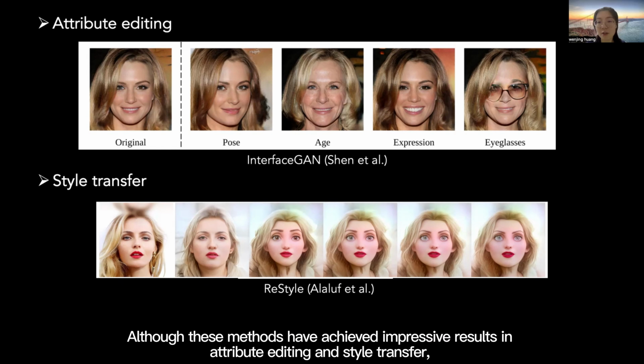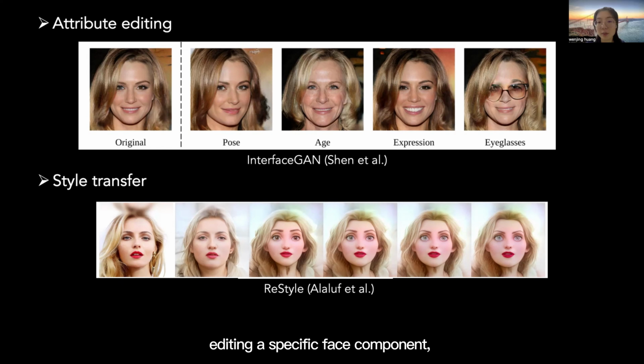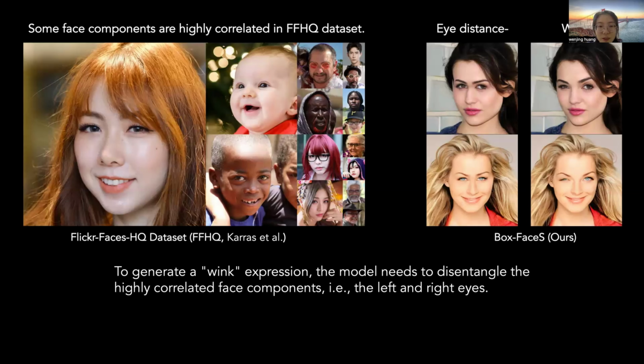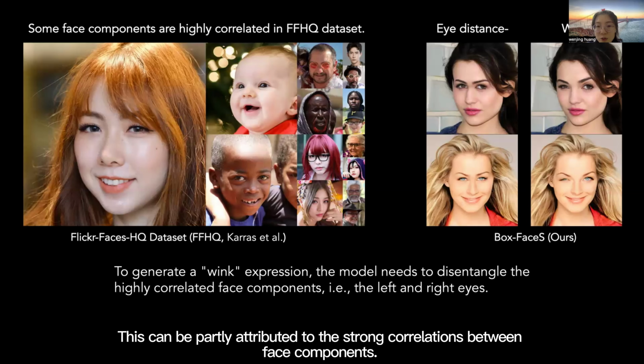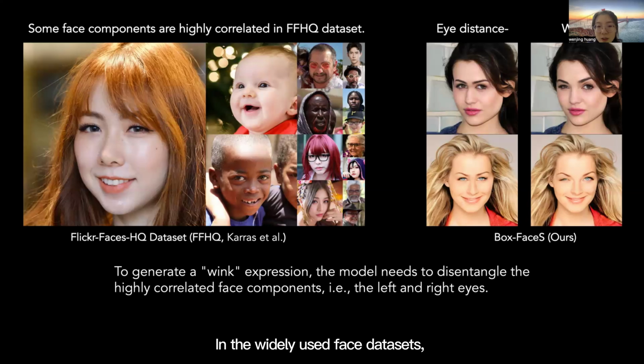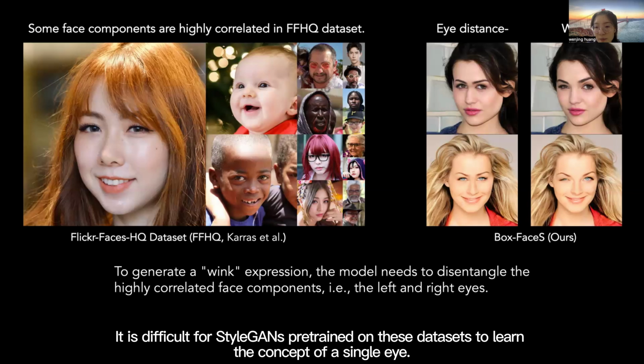Although these methods have achieved impressive results in attribute editing and style transfer, editing a specific face component, such as a single eye, remains a challenging task. This can be partly attributed to the strong correlations between face components. In the widely used face dataset, almost no face has two different eyes. It is difficult for StyleGANs pre-trained on this dataset to learn the concept of a single eye.